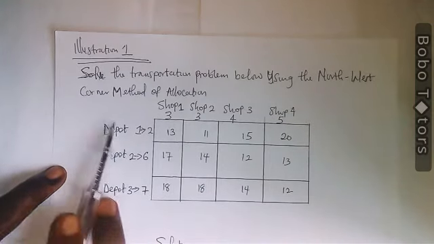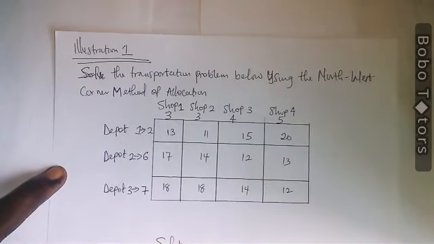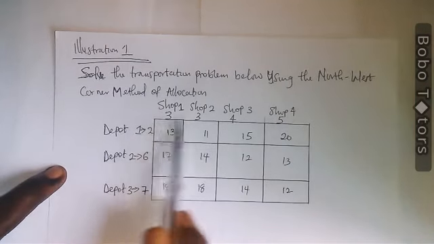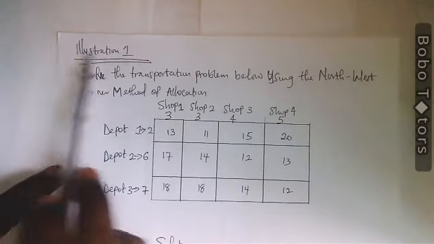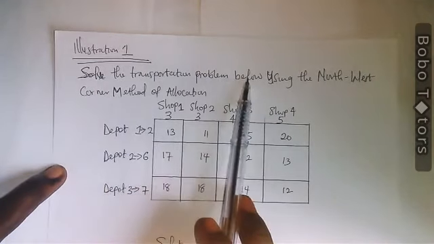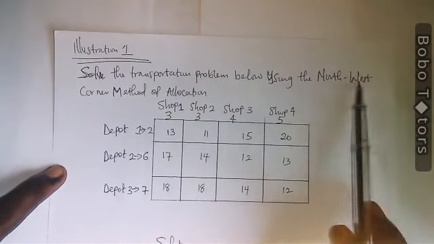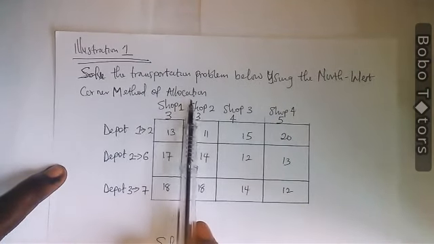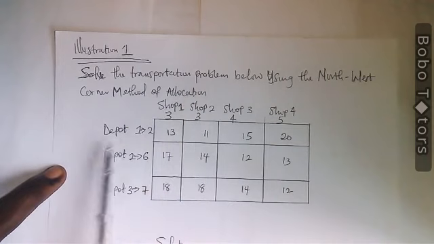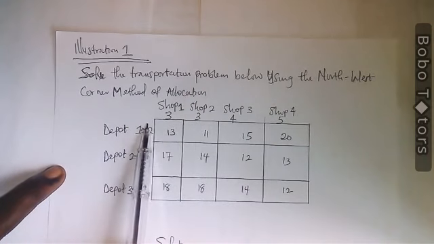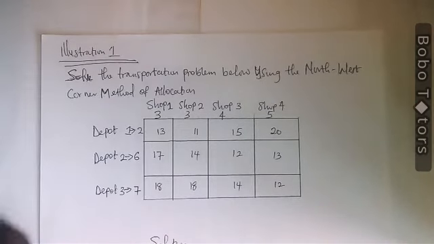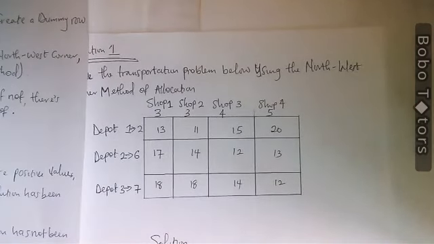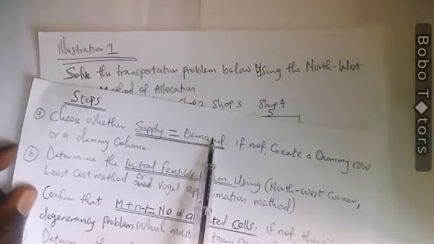This depot, they want to supply to these shops. Hence, this is a supply, this is a demand, and this is supply. You can see the question says solve the transportation problem below using the northwest corner method of allocation. Now, we have our demand and we have our supply. Remember, I gave you a step and I gave you some conditions that must be fulfilled. One of the steps is that your supply must be equal to your demand.